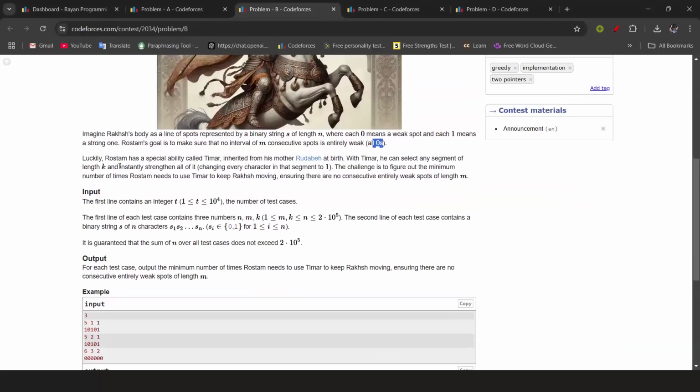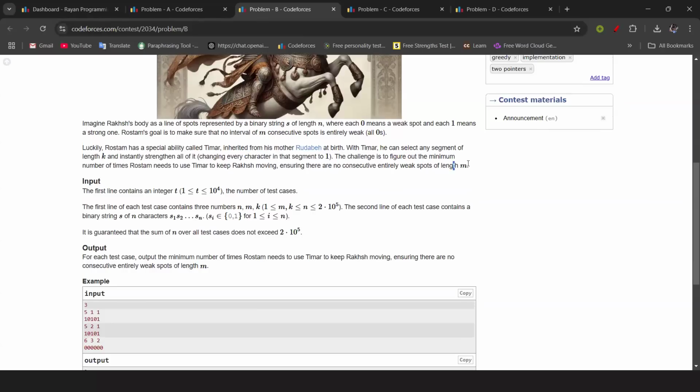Luckily, Rostam has a special ability called Timar, inherited from his mother at birth. With Timar, he can select any segment of length k and instantly strengthen all of it. Basically, he can select a segment of length k and change all the values to 1 in that segment. The challenge is to figure out the minimum number of times Rostam needs to use Timar to keep Rakhsh moving, ensuring there are no consecutive entirely weak spots of length m.